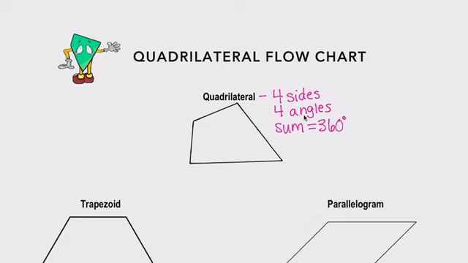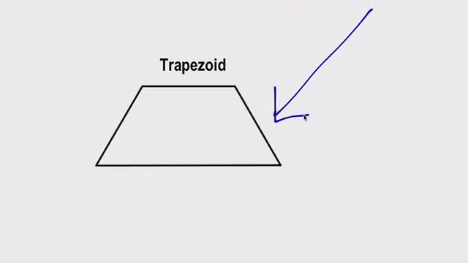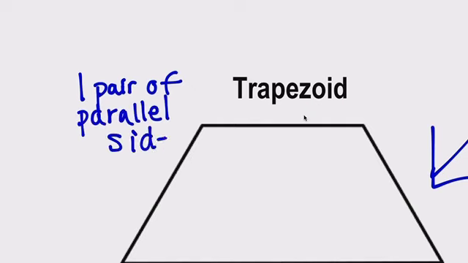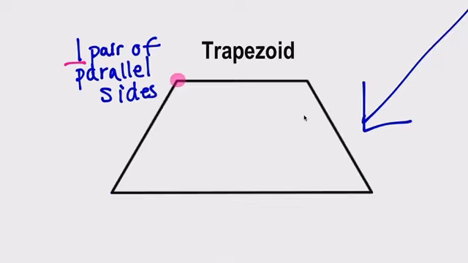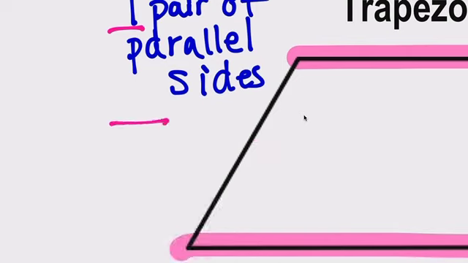Now we're going to get more specific. As we go down the chart, we're going to get more specific, and each shape is going to have more characteristics. So a quadrilateral could also be a trapezoid. A trapezoid has, its definition is it has one pair of parallel sides. It has exactly one pair only. And the pair of parallel sides is right here. Remember, parallel lines look something like this, or they could look like this. They are lines that never touch.